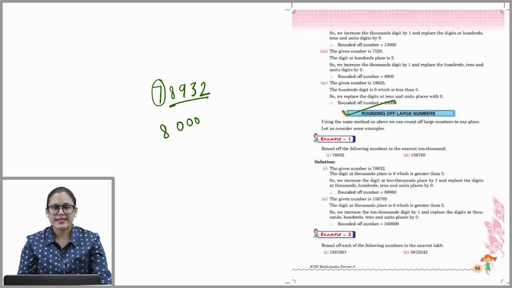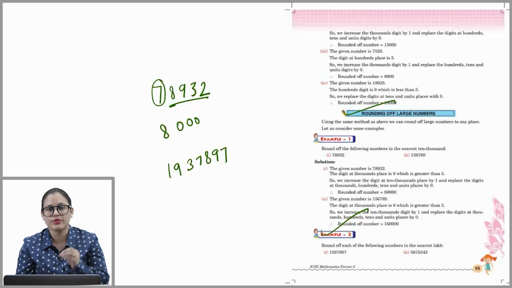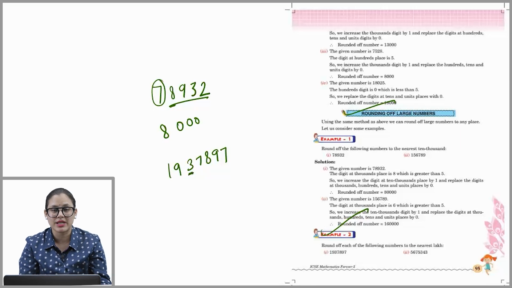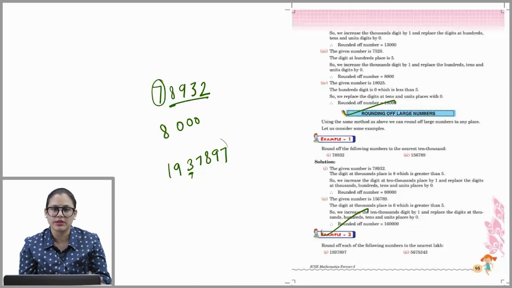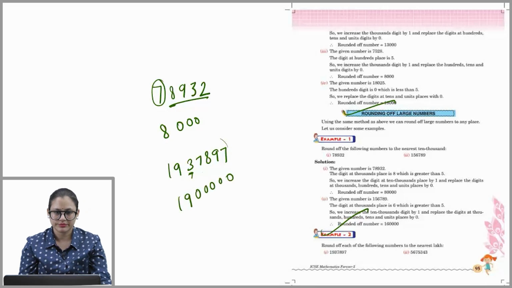Okay. Example 2. Round off each of the following numbers to the nearest lakh. Okay, so we have this 19,37,897. Okay, so we have to round off to the nearest lakh. So digit at 10,000 place is what? Ones, tens, hundreds, thousands, 10,000. 3 is at 10,000 place, which is less than 5. So we will replace all these digits by 0 and keep other digits as they are. Means 19 will remain 19 and all other digits will become 0. Okay.